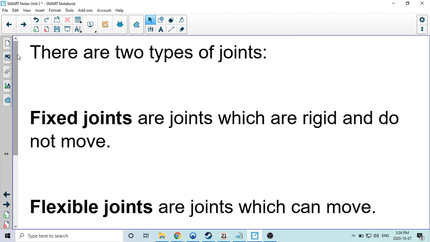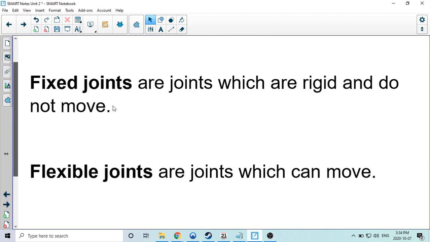Okay, there are two different types of joints. We have fixed joints. Those are joints which don't move. They're fixed in place. All right? Flexible joints are ones that can move. Now, flexible joints you see everywhere.